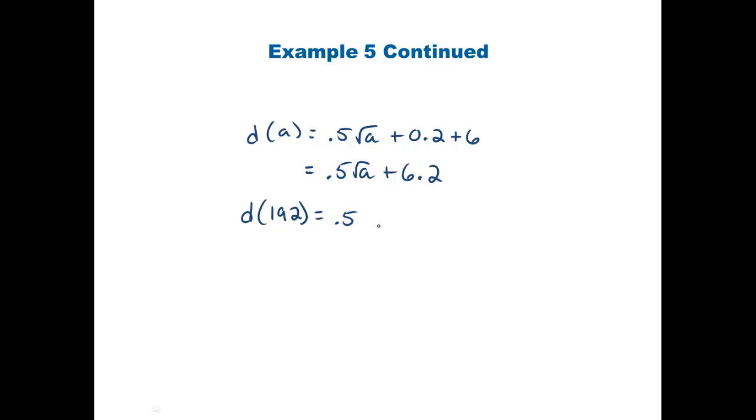To find it, we need to put 192 in here for A, and basically just put that in your calculator. So when we do this in our calculator, we should get 13.13. Very lucky cost. So the way that we would read this: the total cost when the area is 192 is equal to $13.13.